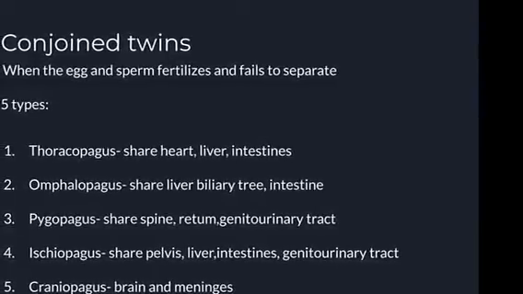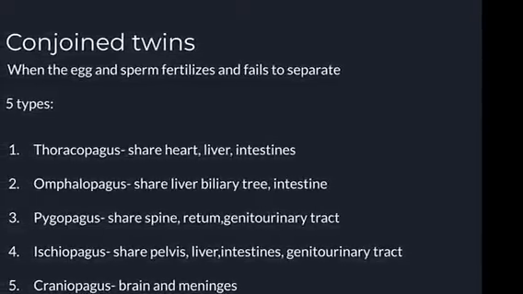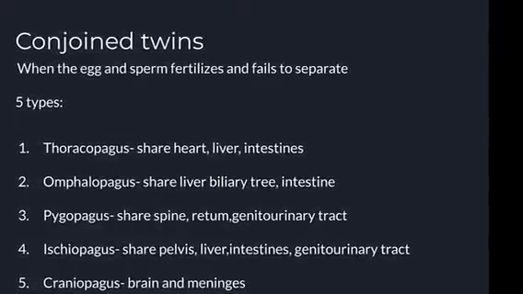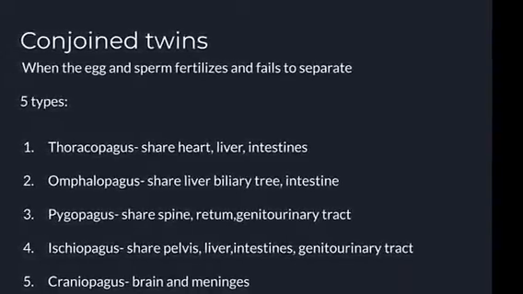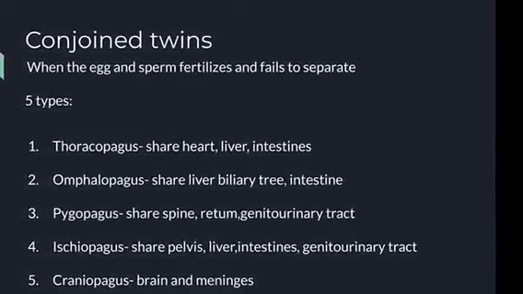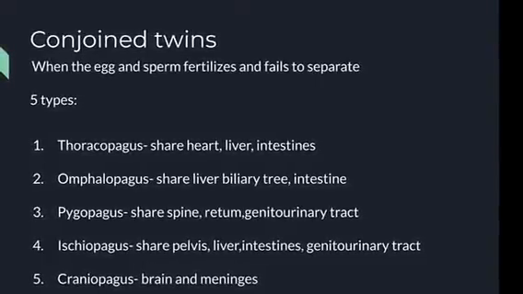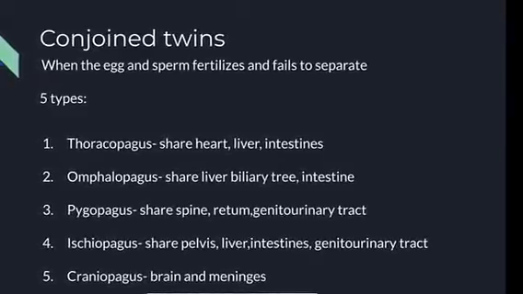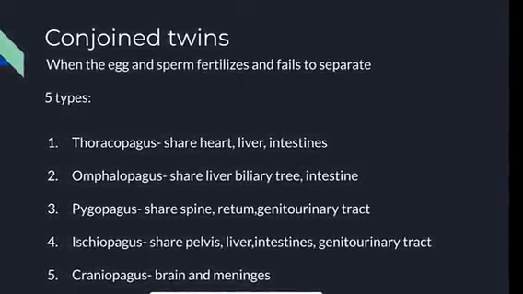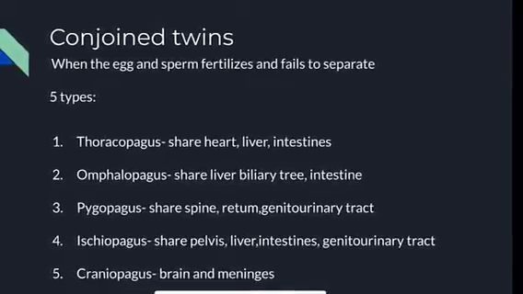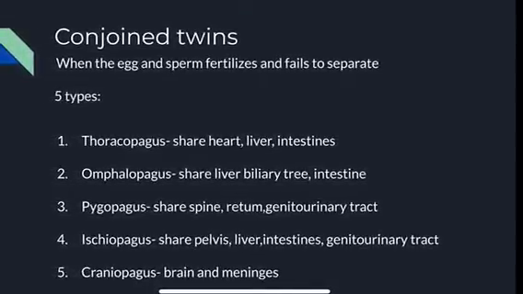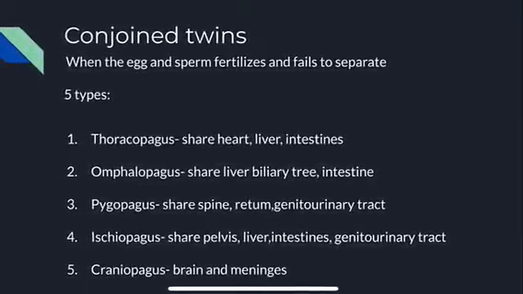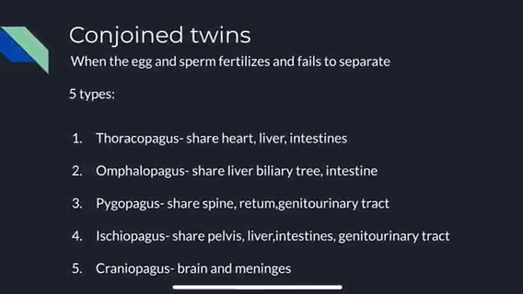First is thoracopagus, in which these twins share a heart, liver, and intestines. The second is omphalopagus. They share a liver, biliary tree, and intestines. The third is pygopagus. These conjoined twins share spine, rectum, and genitourinary tract. The fourth type is ischiopagus. These conjoined twins share the pelvis, liver, intestines, and genitourinary tract. Last but not least, the craniopagus conjoined twins. These are the ones that share brain and meninges.